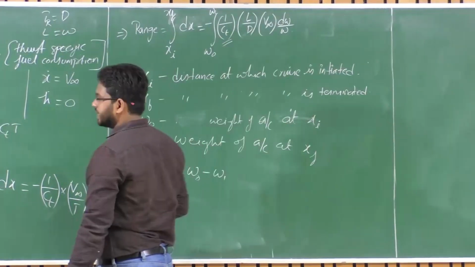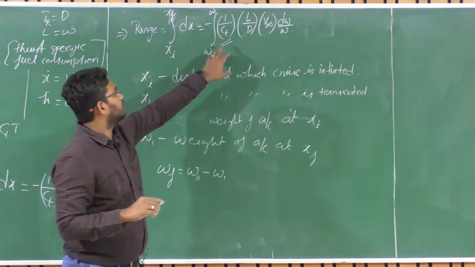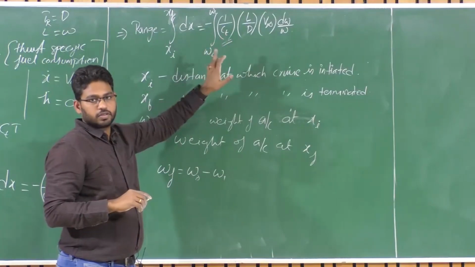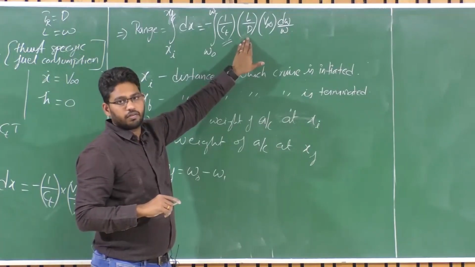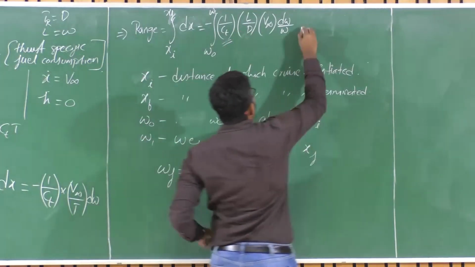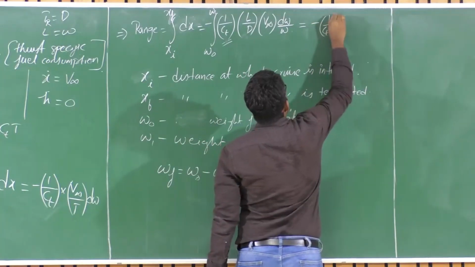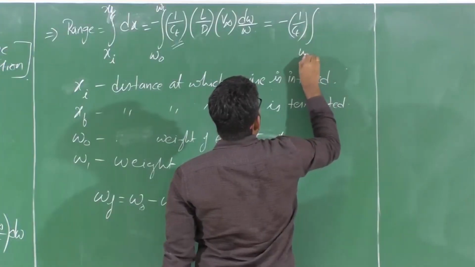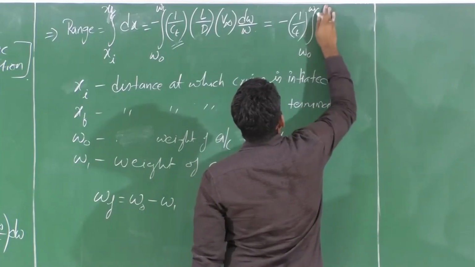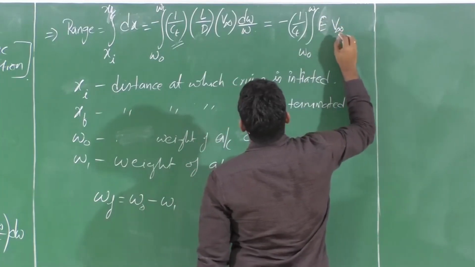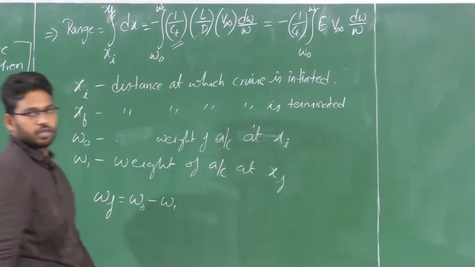So let's assume Ct, the specific fuel consumption at that particular altitude, remains constant, so you can take it out, and further assume that we are flying at a constant angle of attack. So this value is nothing but E, right? Isn't it? So minus 1 upon Ct times the integral from W naught till W1 of L upon D, which is nothing but E, times V infinity times dW upon W, where W is the instantaneous weight of the aircraft.